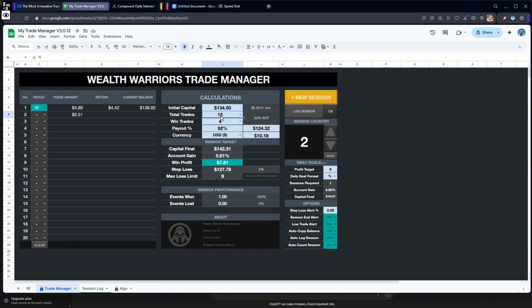For 2 losses in a row, I take a 5 minute break. 3 losses in a row, I take a 15 minute break. 4 losses in a row, I take a 45 minute break. So it resets my brain and I come back to trade in the market.